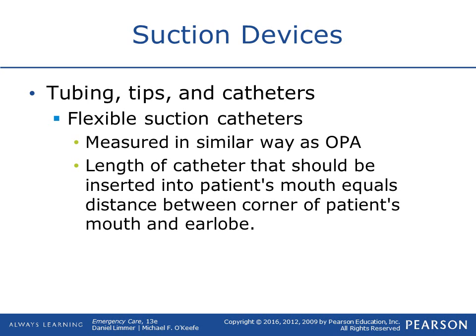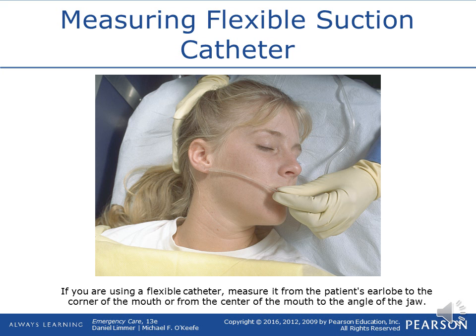That flexible suction catheter is measured and sized the same way as the OPA. If you're going into the mouth to suction stuff out, measure from the tip of the mouth to the tip of the earlobe, as you see here in this picture, measuring out that soft suction from the ear to the mouth. And a lot of those soft suction catheters will have numbers on them.